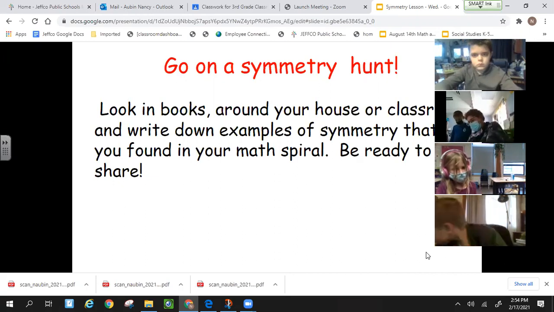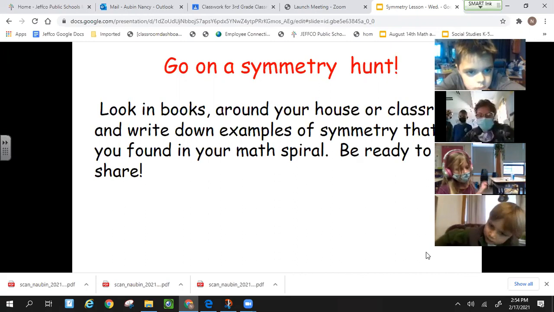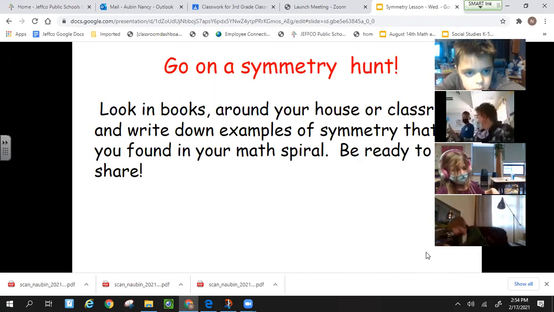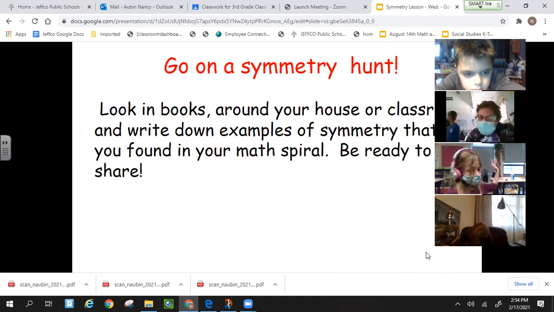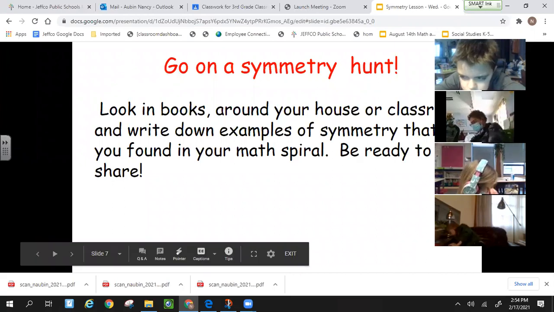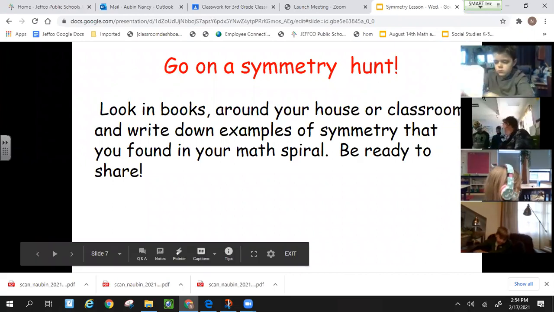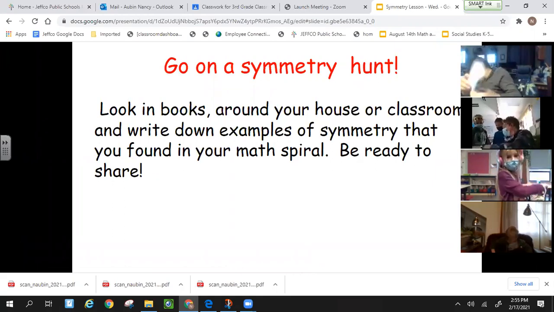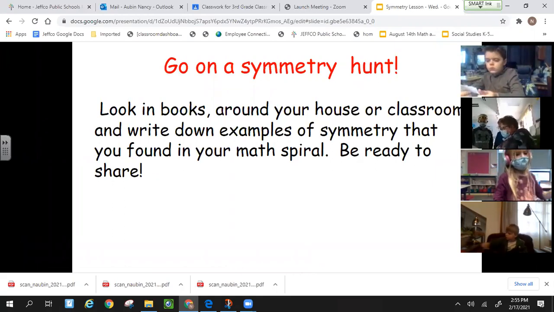Octagon, yes. All right, so we're going to go on a symmetry hunt, but we're going to just stay where we are. Don't leave me far. You are going to look around your house if you're at home. If you're here, you're going to be looking in our classroom. And in your math spiral, you are going to draw examples of symmetry that you find.